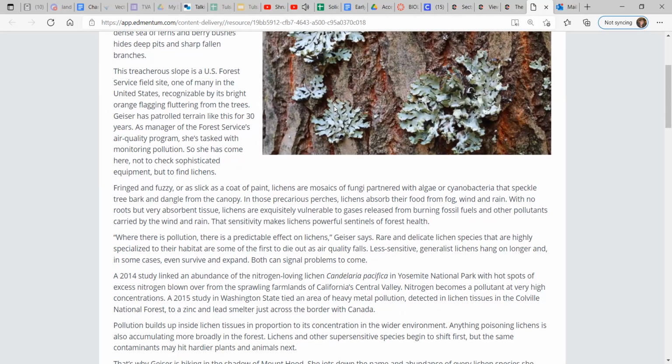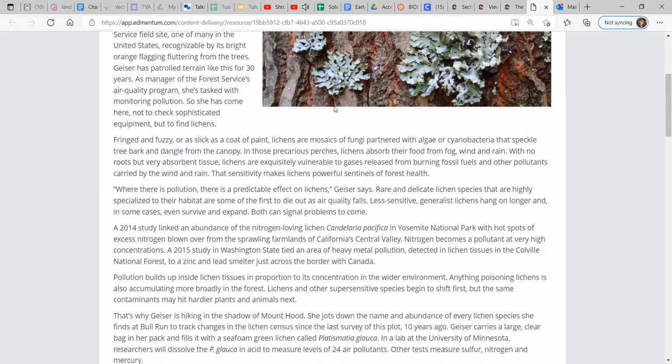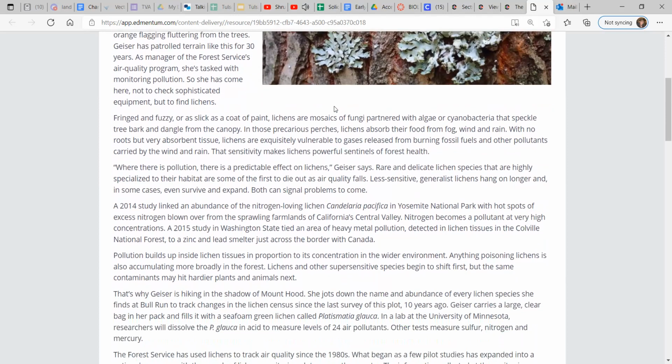So she has come here not to check sophisticated equipment, but to find lichens. Fringed and fuzzy, or as slick as a coat of paint, lichens are mosaics of fungi, partnered with algae or cyanobacteria that speckle tree bark and dangle from the canopy. In those precarious perches, lichens absorb their food from fog, wind, and rain.